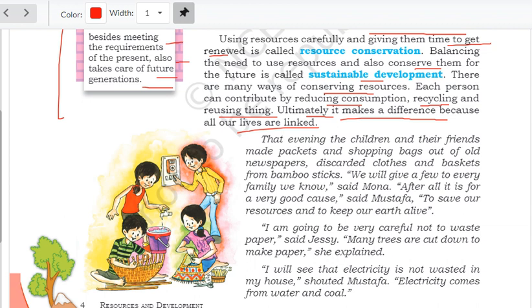That evening, the children and their friends made packets and shopping bags out of old newspapers, discarded clothes, and baskets from bamboo sticks. We will give a few to every family we know, said Mona. After all, it is for a very good cause, said Mustafa, to save our resources and to keep our earth alive. I am going to be very careful not to waste paper, said Jessie. Many trees are cut down to make paper, she explained.